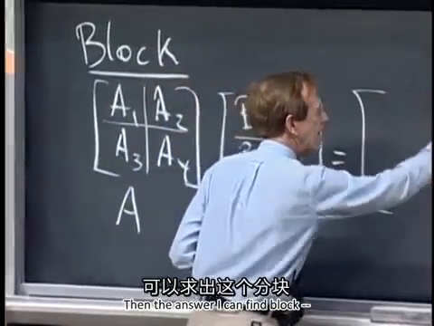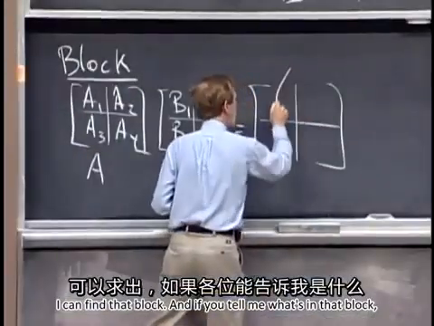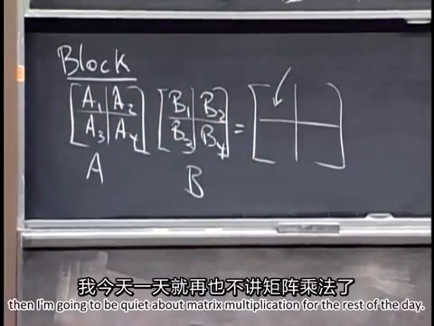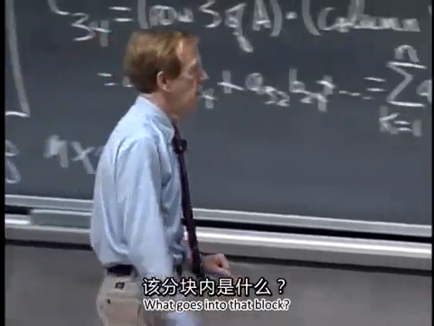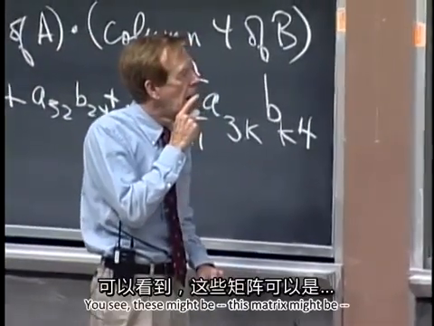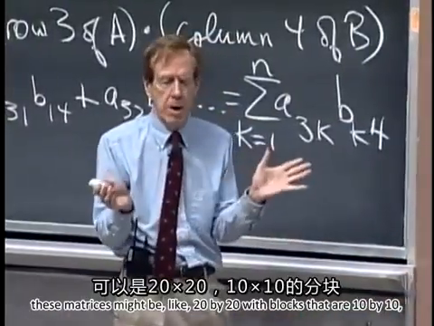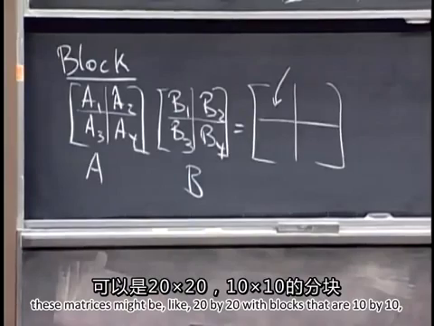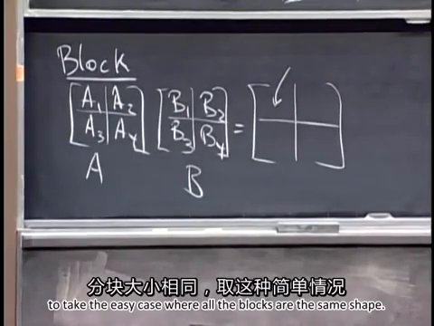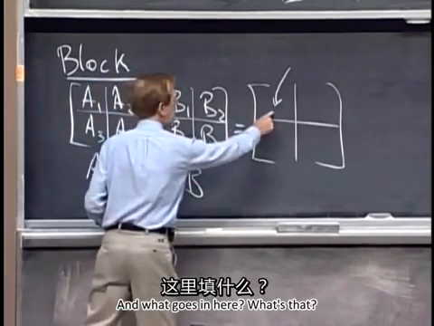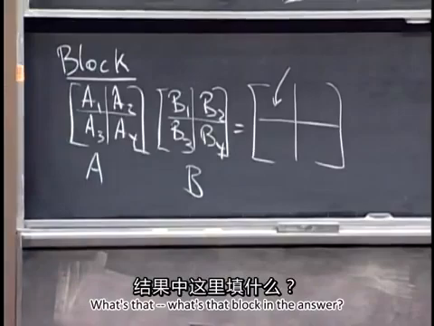the answer I can find block by block. I can find that block, and if you tell me what's in that block, then I'm going to be quiet about matrix multiplication for the rest of the day. What goes into that block? You see, these matrices might be like 20 by 20 with blocks that are 10 by 10, to take the easy case where all the blocks are the same shape. And the point is that I could multiply those by blocks. And what goes in here? What's that block in the answer?